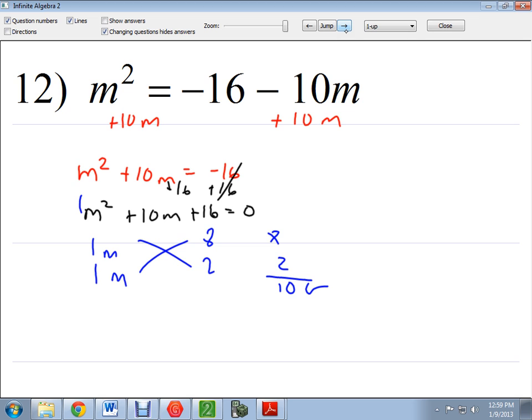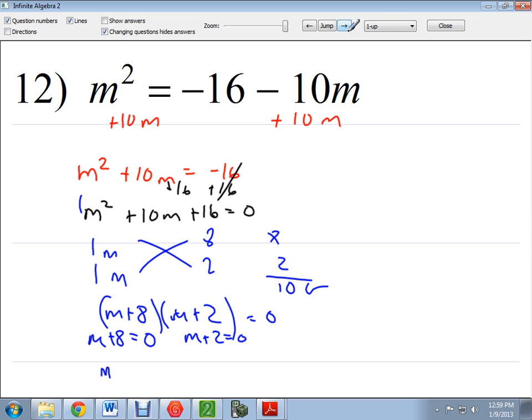What is the factored version? M plus 2. Very good. M plus 8, m plus 2 is equal to 0. So what are my 2 equations going to be? Yeah. M plus 8 equals 0, and M plus 2 equals 0. So this will give me 2 solutions. M equals negative 8 and M equals negative 2. All right, this is a very easy equation. Are there any troubles with any of those?